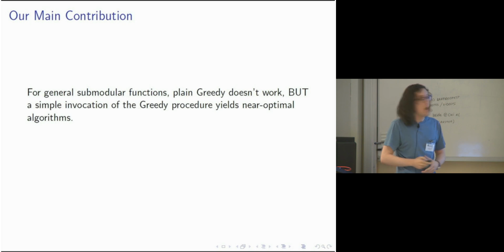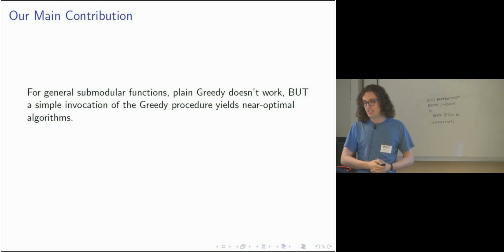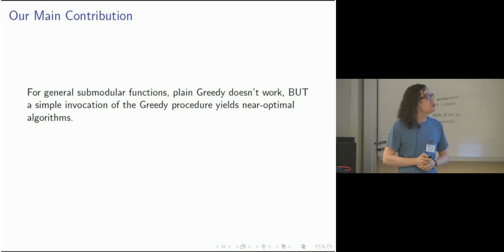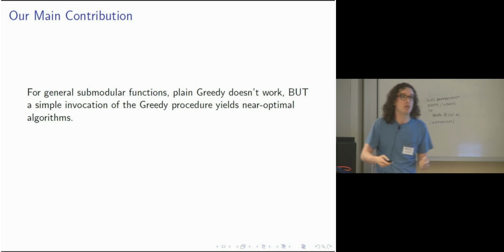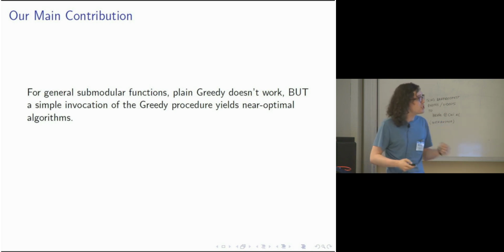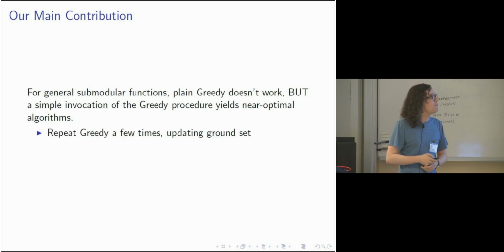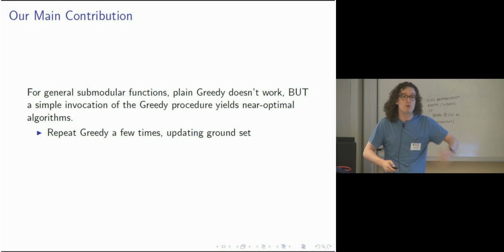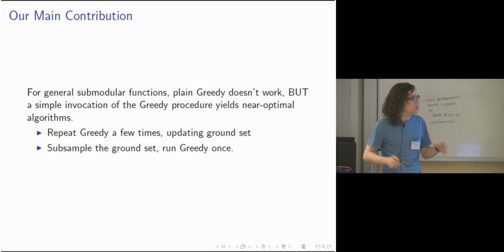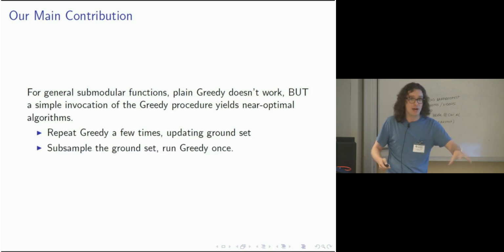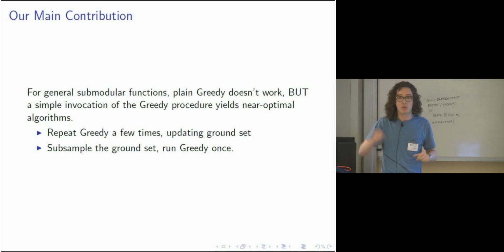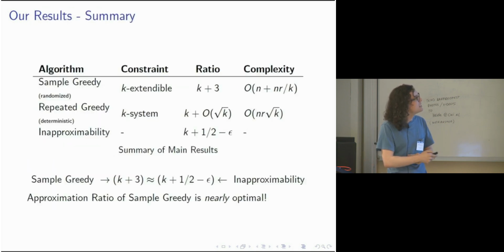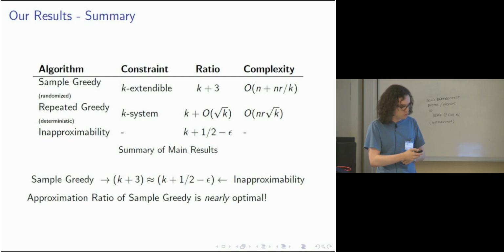So what our work does is that for general submodular functions, we show that a simple use of the greedy algorithm actually achieves near optimal performance. There are two ways of doing this. The first is to run greedy a few times. The other way is to just sample your ground set and run greedy once. So this is a summary of those results here.